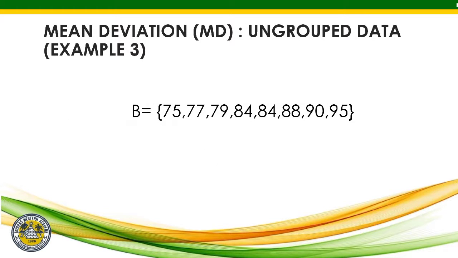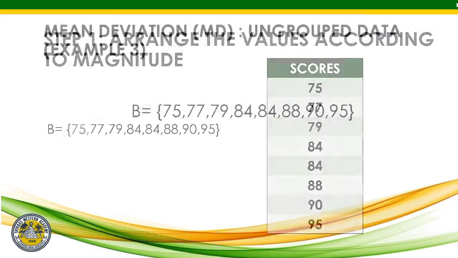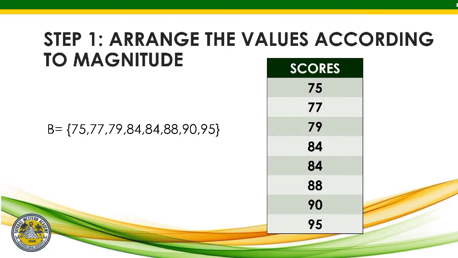Let us consider this given example, wherein you have the given set 75, 77, 79, 84, 88, 90, and 95. First, arrange the values according to magnitude. You need to arrange the scores from the lowest value up to the largest value. So we have 75, 77, 79, 84, 84, 88, 90, and 95.